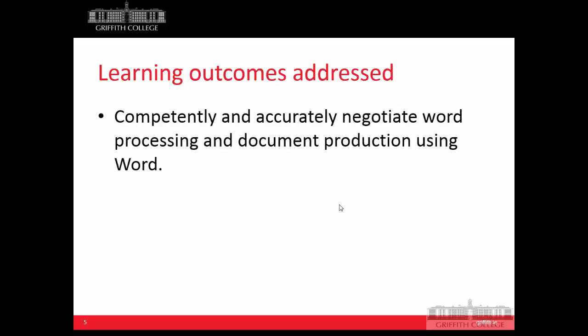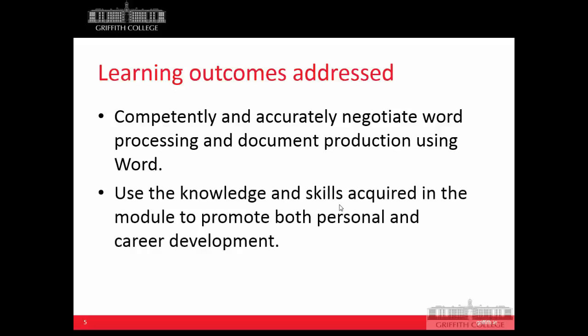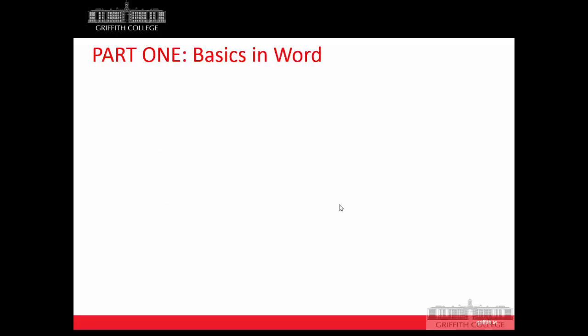So the learning outcomes we're going to be looking at: the first one's pretty obvious. It's using Word to accurately and competently negotiate your way through a word processing program. We're going to use MS Word. The second one keys into developing your professional development as well. You will be using this in a work scenario, and also in formatting your academic assignments. So bear in mind that this is useful for that. We'll be covering quite a few aspects of it that hopefully will be of use to you soon.